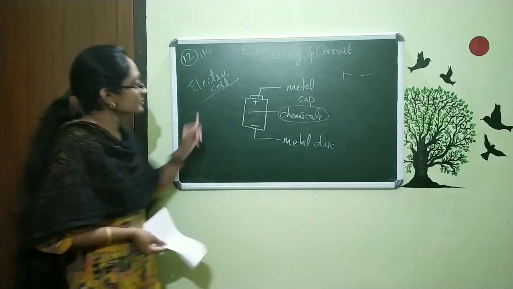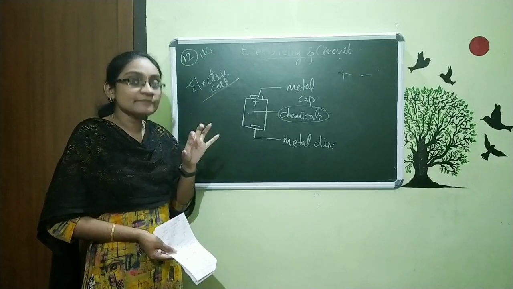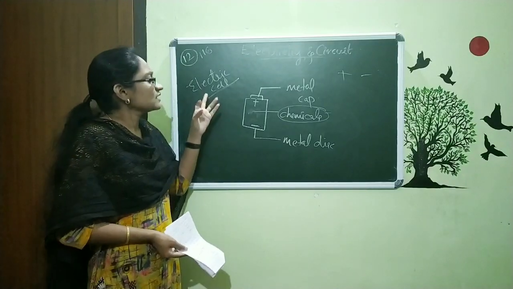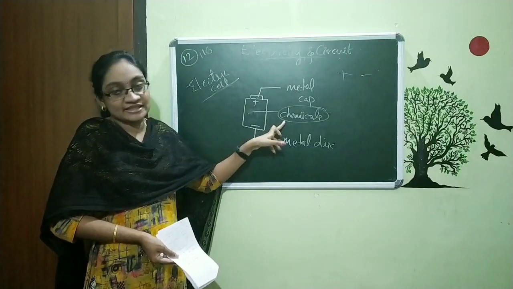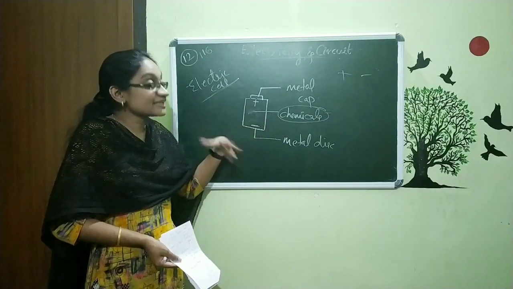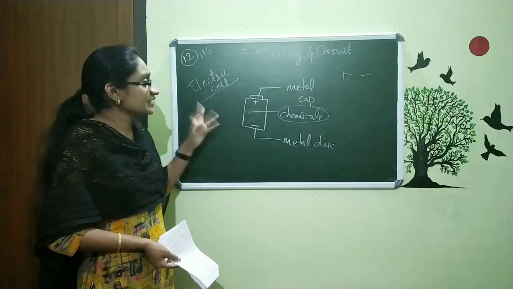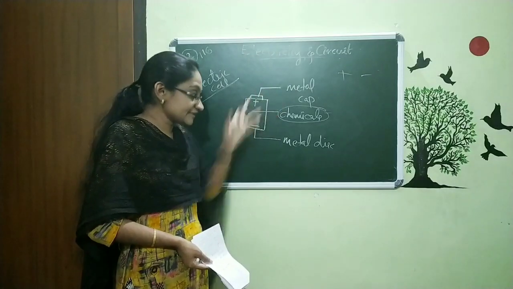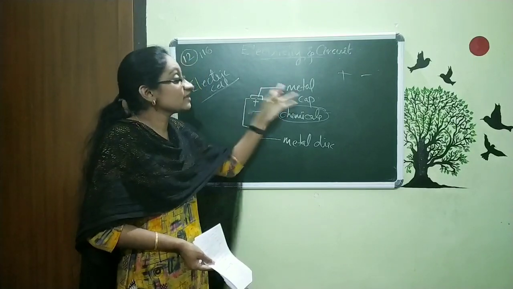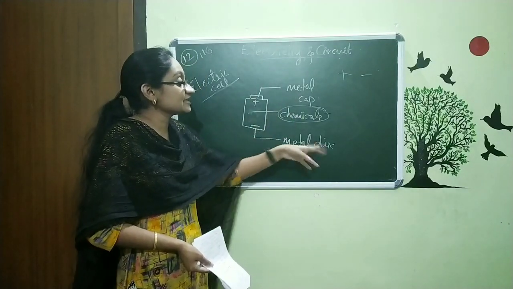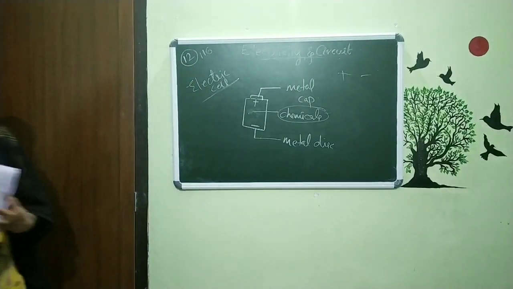Here we discussed one electric cell. What is an electric cell? It is a type of device that produces electricity with the help of chemical reactions occurring within the chemicals. And an electric cell has a metal cap and a metal disc. It has the positive terminal at the metal cap and near the metal disc it's the negative terminal. So this is all about our electric cell.